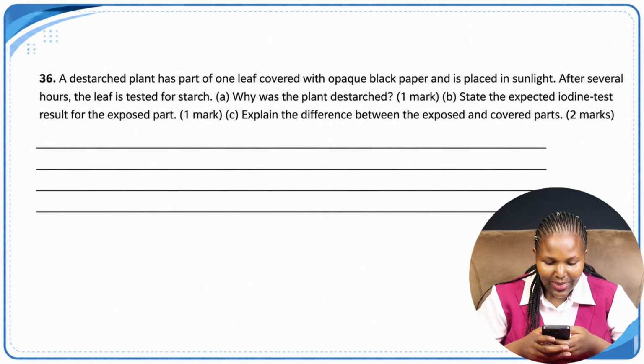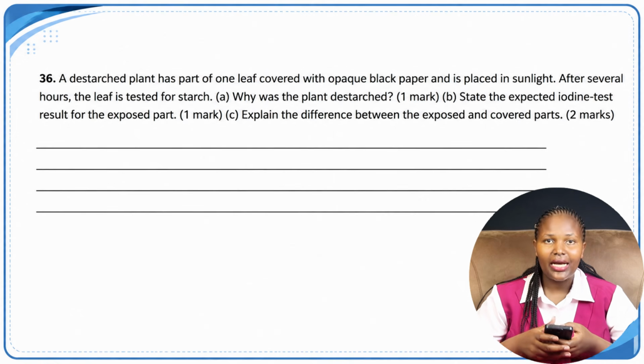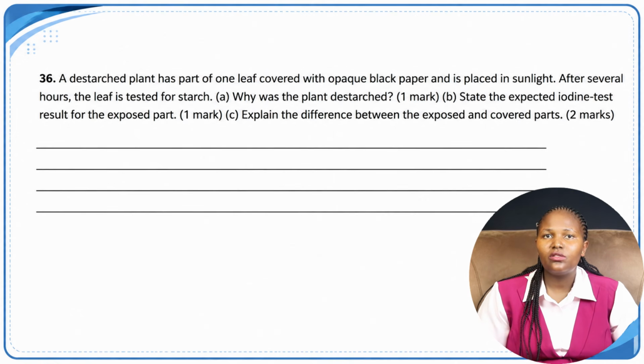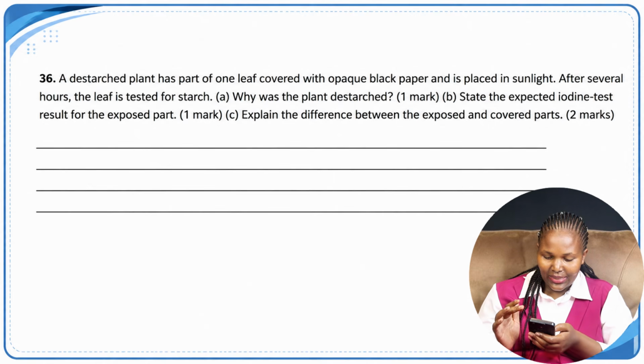Question 36. A detached plant has part of one leaf covered with opaque black paper and is placed in sunlight. After several hours, the leaf is tested for starch. Why was the plant detached? That is A. Then B, state the expected iodine test result for the exposed part. Then C, explain the difference between the exposed and the covered parts. That is very easy. First of all, you need to know that. So for this question, let us answer one part at a time.